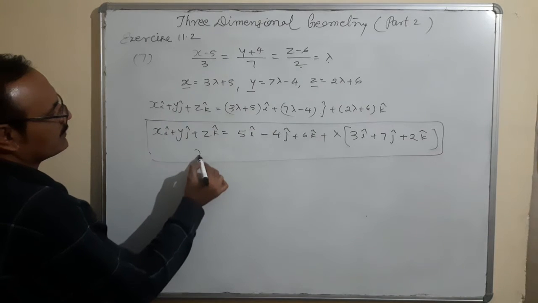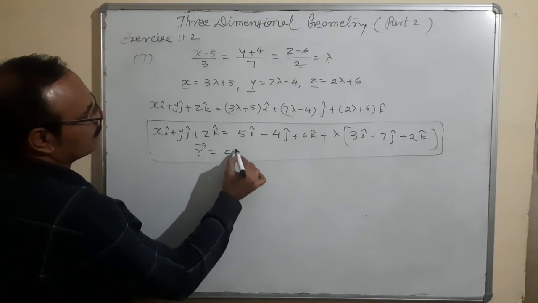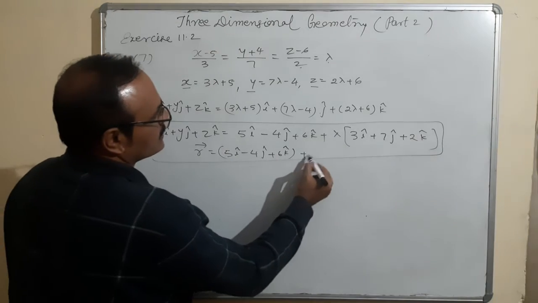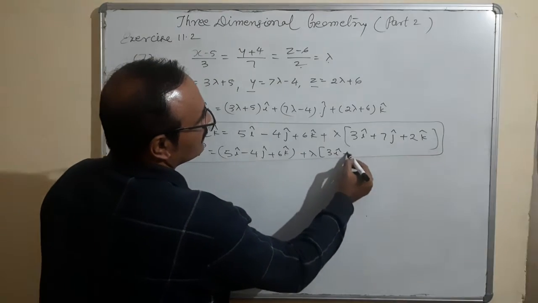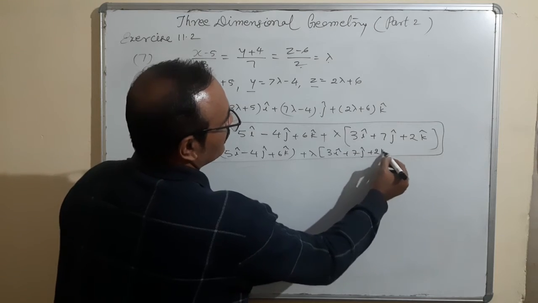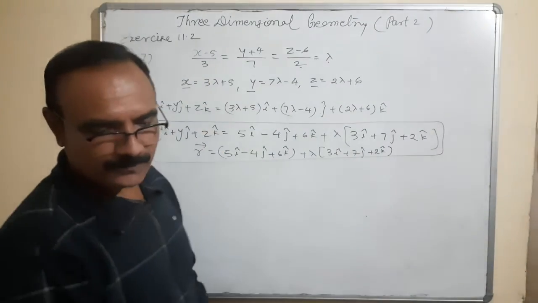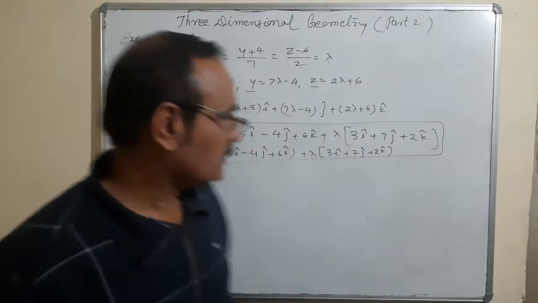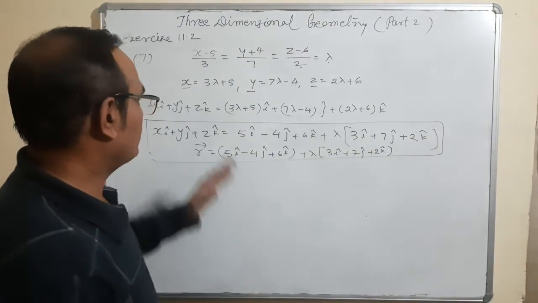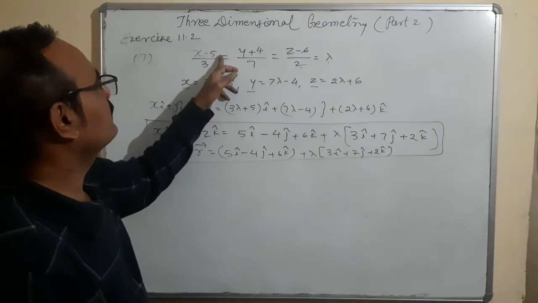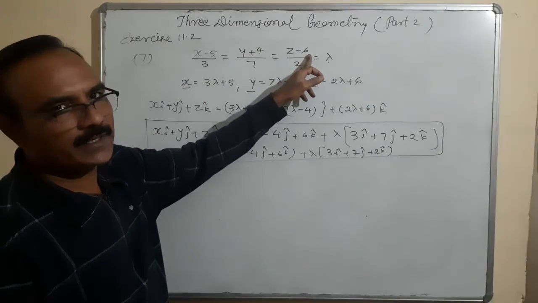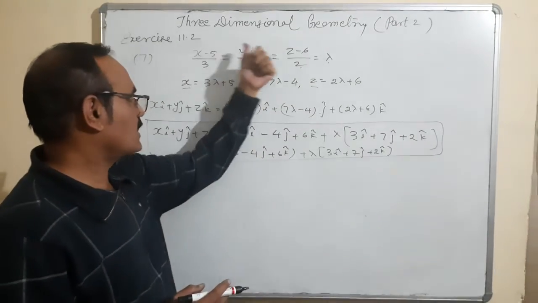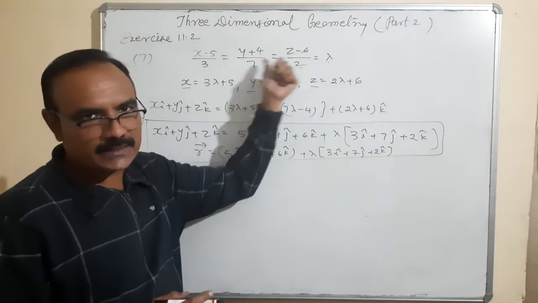We'll write here, vector r is equal to 5i minus 4j plus 6k plus lambda 3i plus 7j plus 2k. Okay. So the vector form. By the way, rather than doing all these things, simply I can write here vector r is equal to 5i minus 4j plus 6k plus lambda 3i plus 7j minus 2k directly, because these are the points from where the line is passing and these are the direction ratios.